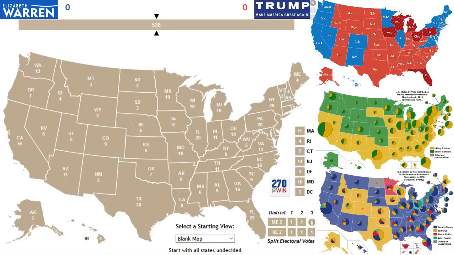But we still feel like this would be a highly competitive race, much more competitive than a hypothetical matchup between Sanders and Trump, where we had Bernie Sanders winning by a rather significant margin. And a lot of that is name recognition primarily.